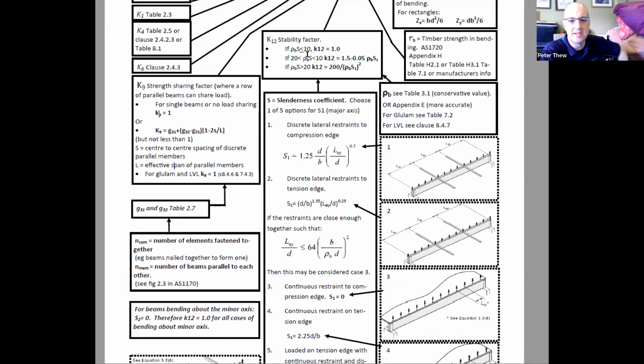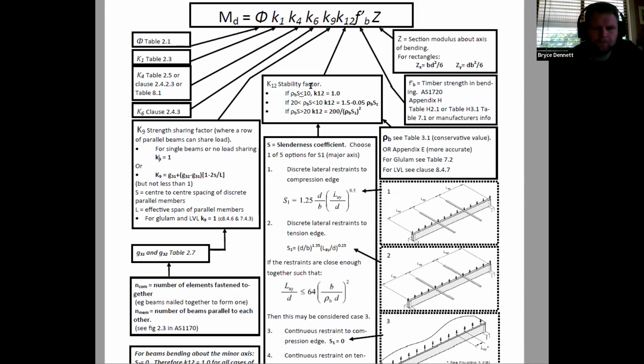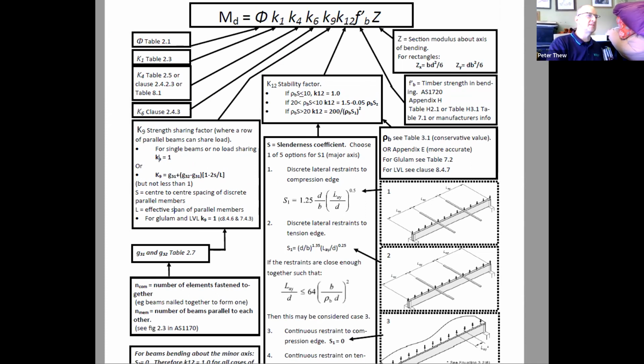So, hey, I wonder if I can do this. Did that work, guys? Can you see that sheet I got now? Yep. All right. So here's the K12 factor. We've got 3 conditions. If rho b times s is less than 10, then our K12 is 1. That's all good. That's the best condition because K12 is only 1 or less. That means if our beam is stocky, if it's not very long span, the simple case, our rho s is going to be less than 10.